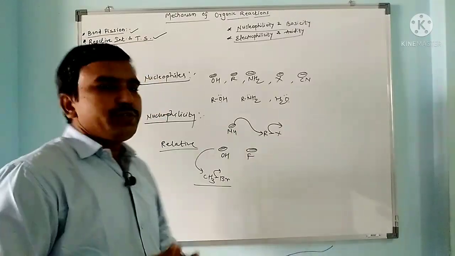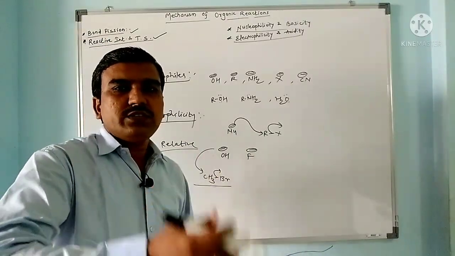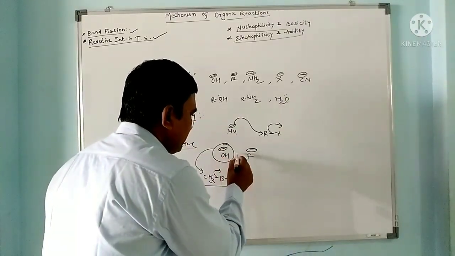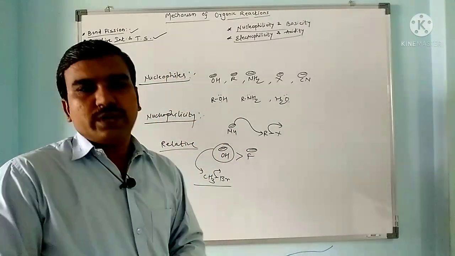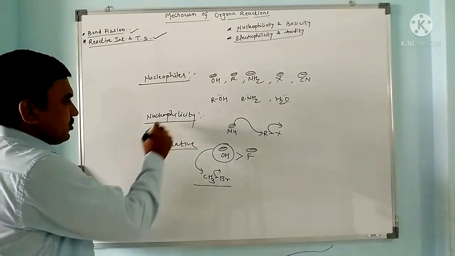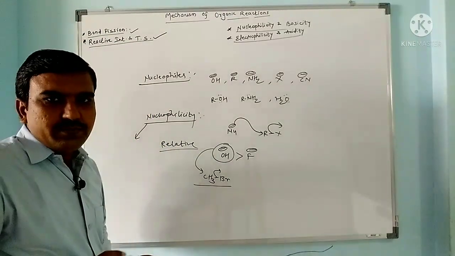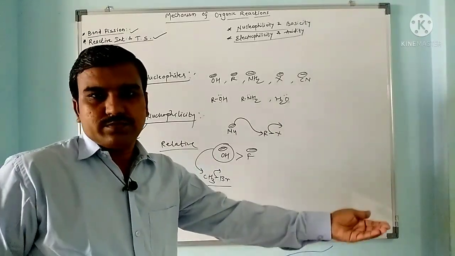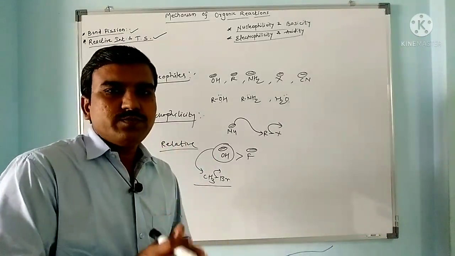So in the periodic table, as the electronegativity increases, nucleophilicity decreases. So the OH minus ion is more nucleophilic than the F minus ion. So here nucleophilicity is a relative term. We can express this by comparing with another, meaning it is a relative term.